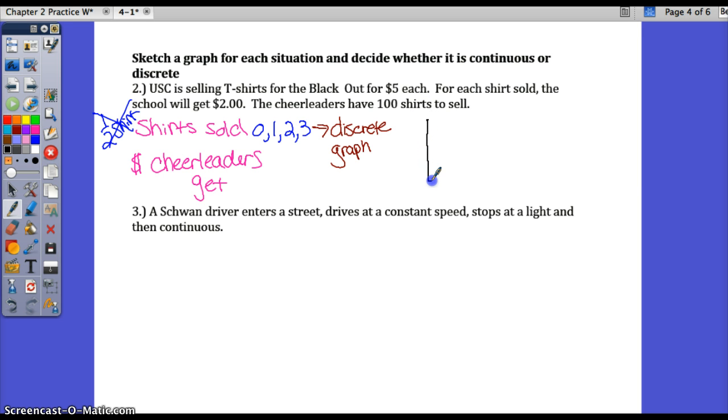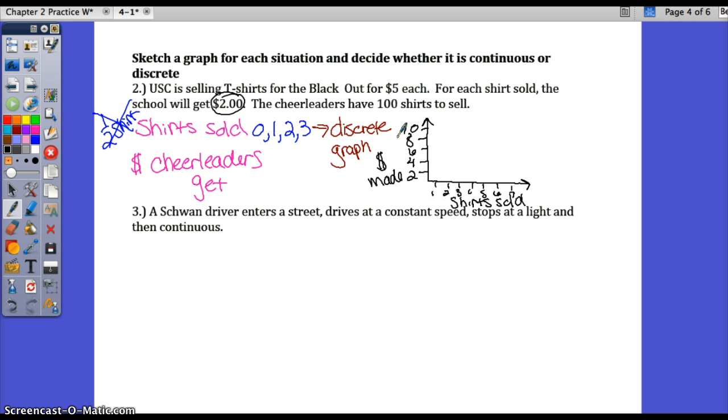So let's make ourselves a little graph. We're sketching it. Now, we know that the shirts sold, your Y is always going to be money when you have it. So we're going to have shirts sold, and I'm just going to go 1, 2, 3, 4, 5, 6, 7, and then the money made. Now let's think about what we're going to go to. For each shirt, they make $2. So let's go by twos. 2, 4, 6, 8, 10.